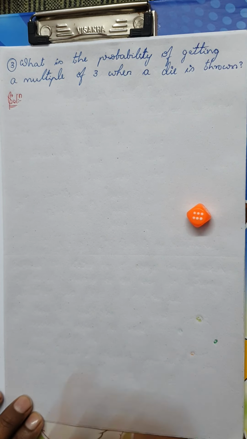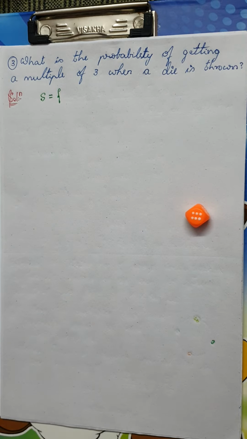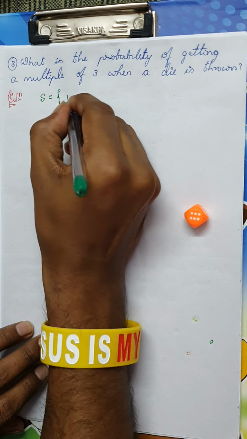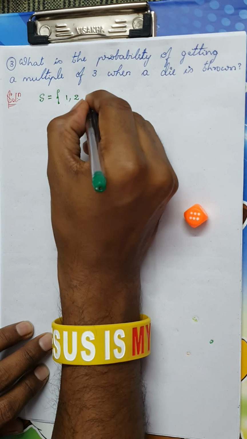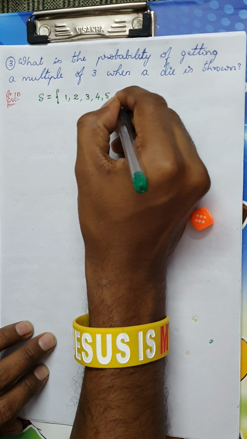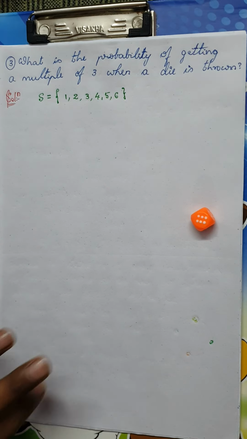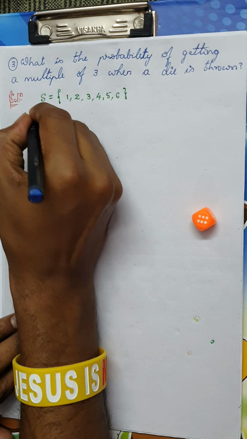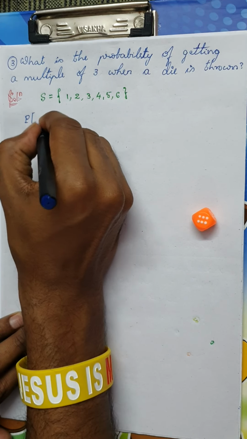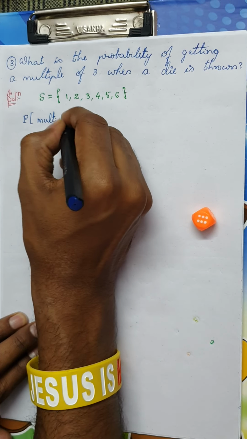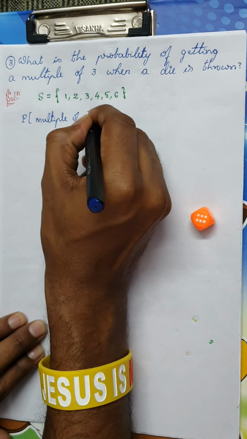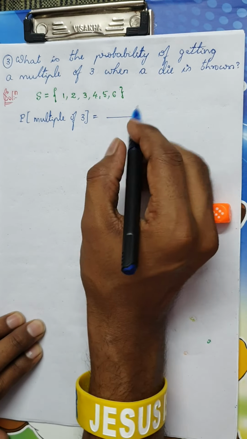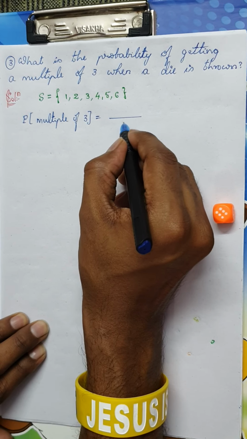So first, let us write the sample space. What is the sample space of throwing a die once? We know the sample space is denoted by S. It is nothing but 1, 2, 3, 4, 5 and 6. Since it is a 1 mark question, we can directly go on to the solution. So let me take the probability of a multiple of 3. Total number of chances is 6.